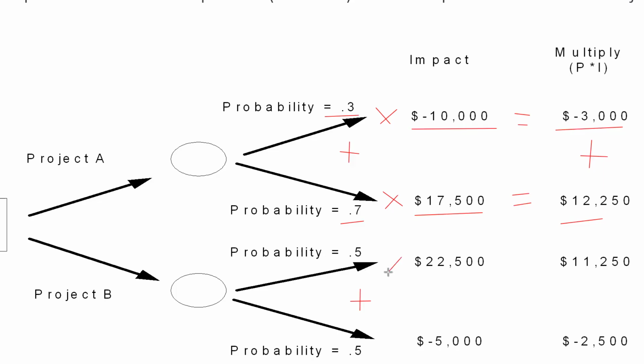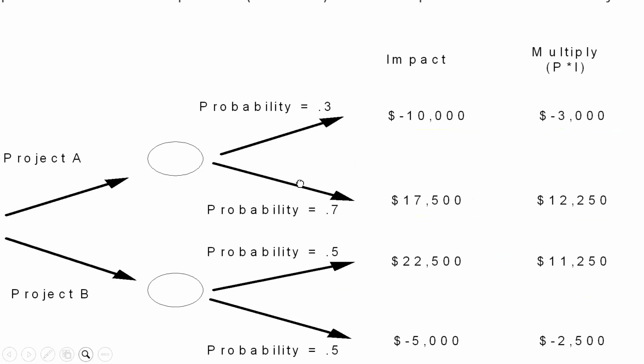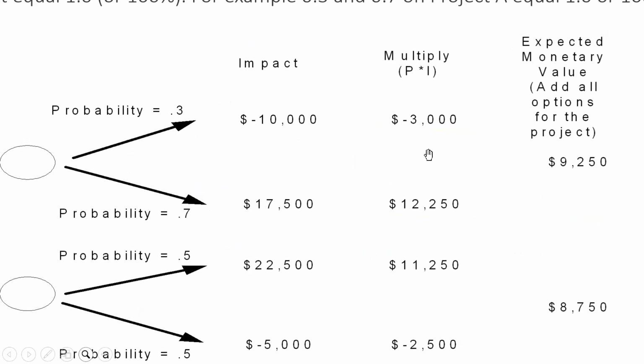Then we can go to the next step and multiply probability and impact and get the risk exposure. When you add all the risk exposures in a project, it equals the expected monetary value. In this case, it will be $8,750. So moving a little to the right, you see the expected monetary value, that 12,250 minus 3,000 is 9,250. 11,250 minus 2,500 is 8,750.